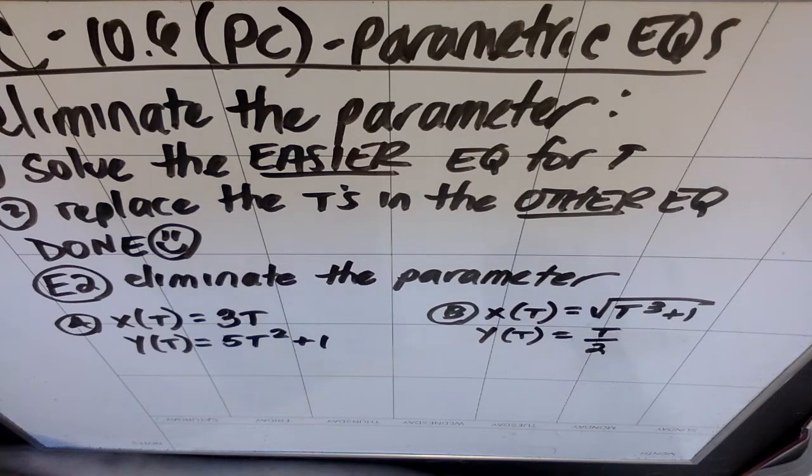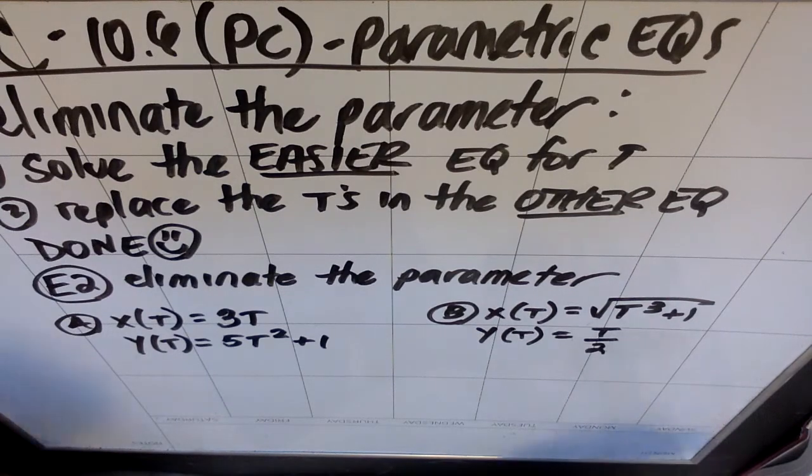The easiest way to do that is to pick the easier equation. Now, sometimes there's not an easier equation, but most of the time there is an objectively easier equation. Solve that one for t, and then replace the t's in the other equation, and boom, you're done. So we're going to do that twice. In example 2, we're going to do an a and a b.